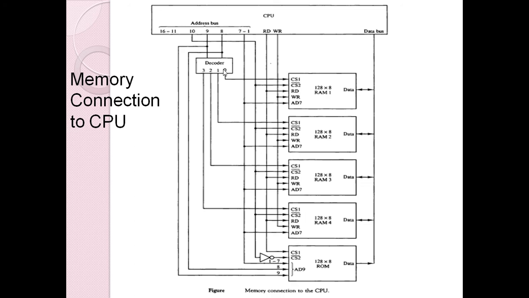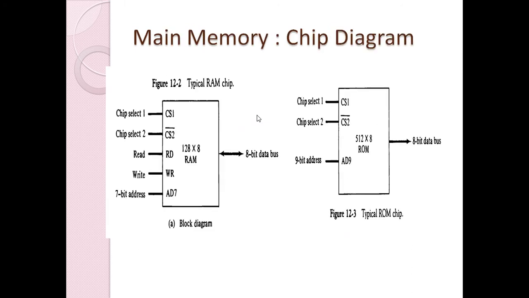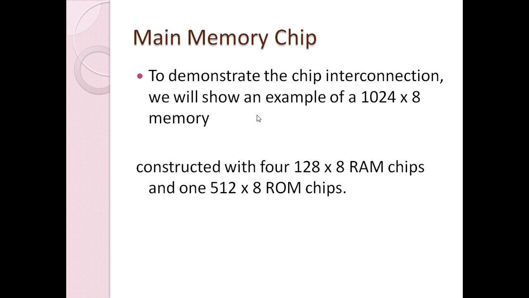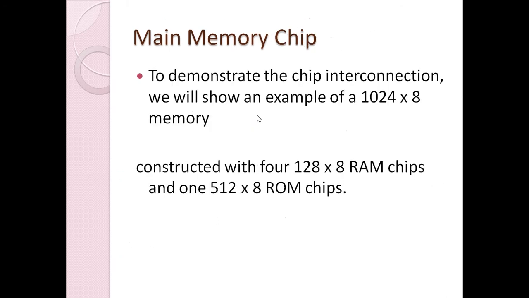If the memory is of this kind, made up of 4 chips of RAM, 128 by 8, and 1 chip of ROM, that is 512 by 8, then we have mapped the address, and according to the address map, we have made the interconnections. So this is how the main memory is associated with the CPU directly.